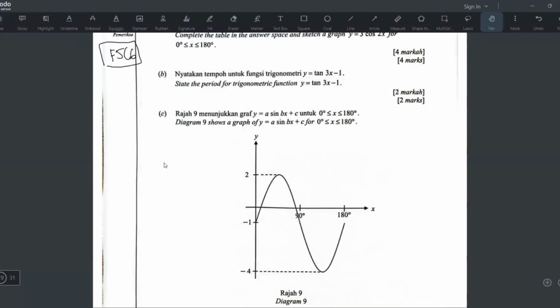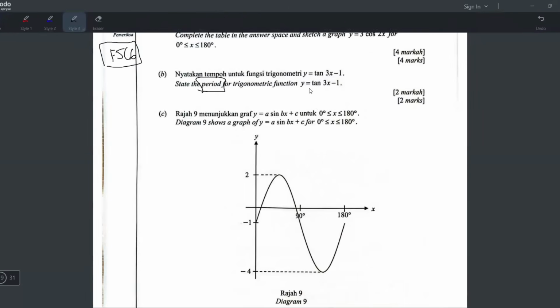Now B, state the period for trigonometric function y equals tangent 3x minus 1. You have to know what is period. If you don't know what's period, you cannot answer this question. So what is the meaning of period? Period is the horizontal distance for one cycle. Horizontal distance for one cycle.